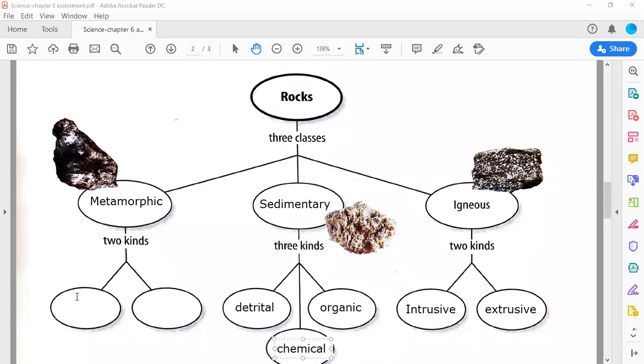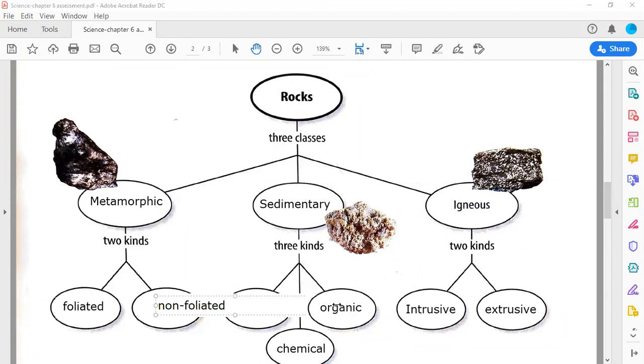What are the two kinds of metamorphic rocks? Non-foliated and foliated. Exactly. Foliated. Give me 1 second. And non-foliated.